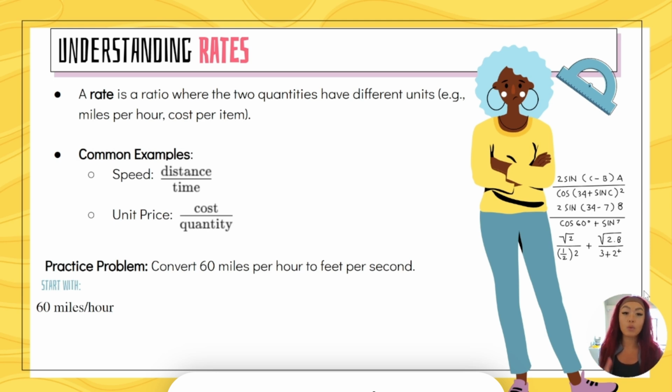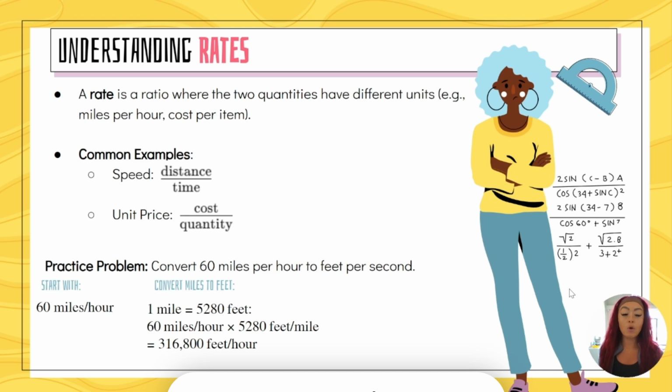Convert 60 miles per hour to feet per second. So we're going to start with 60 miles an hour. And we'll convert miles to feet. So 1 mile is 5,280 feet. The good thing is that on the SAT, whenever you have to do these types of conversions, they are going to give you the conversion rate in the problem. So you don't have to memorize this stuff.